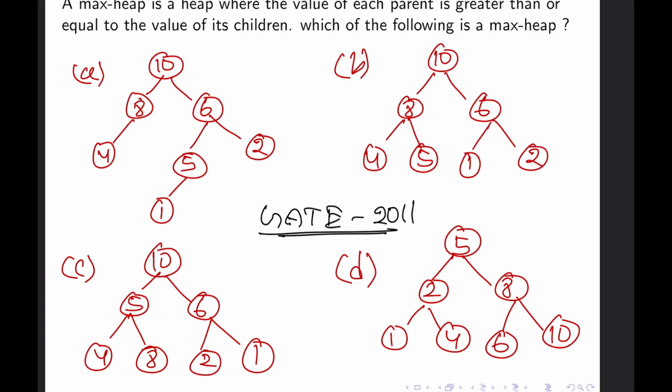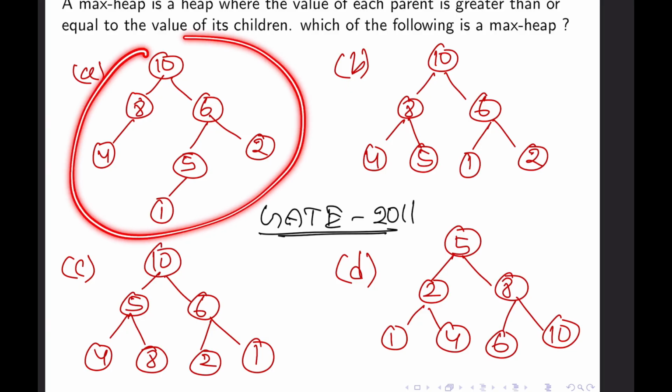So here you can see a max heap is a heap where the value of each parent is greater than or equal to the value of its children. This is the definition of max heap. So property 2, and property 1, it should be a complete binary tree. Which of the following is a max heap? Which of the following trees given here are complete binary trees and satisfy the second property of max heap?